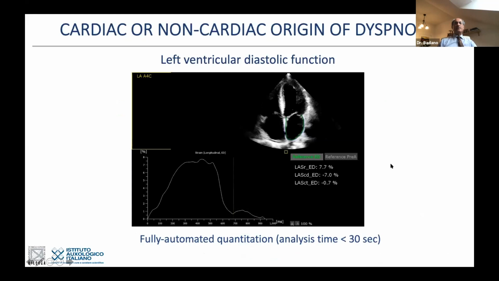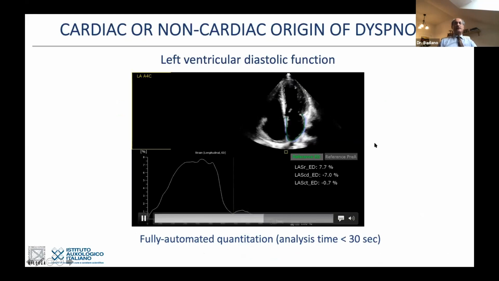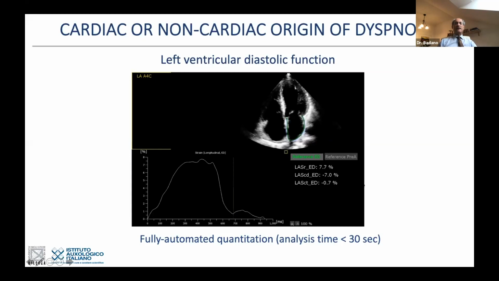That is the possibility to have a fully automated quantitation of the left atrial strain. So when you have acquired your dedicated, non-foreshortened, 4-chamber view focused on the atria, you can just press a button, and immediately you will have a fully automatic delineation of the endocardium and the quantitation of the parameters of the left atrial function.